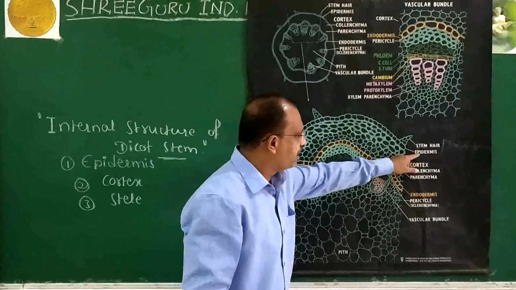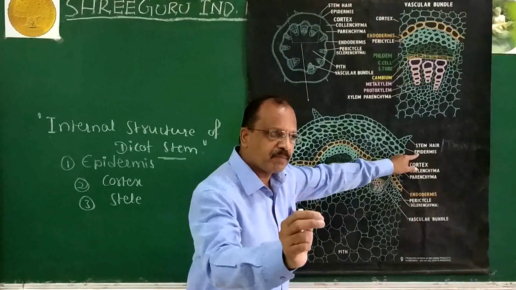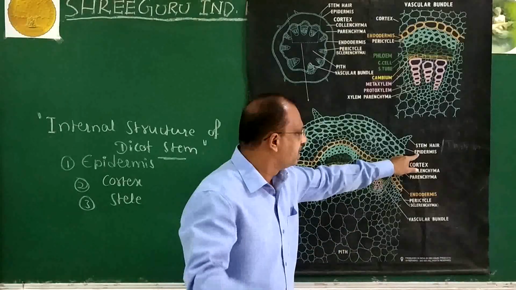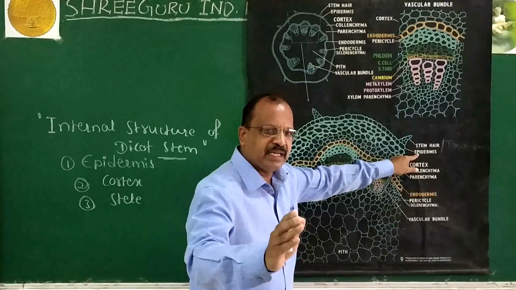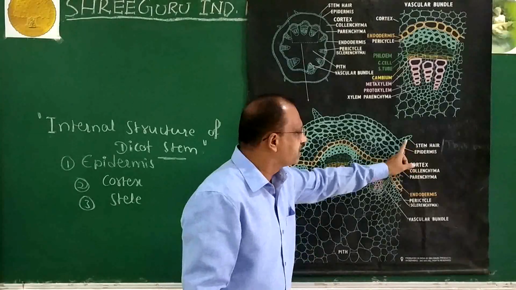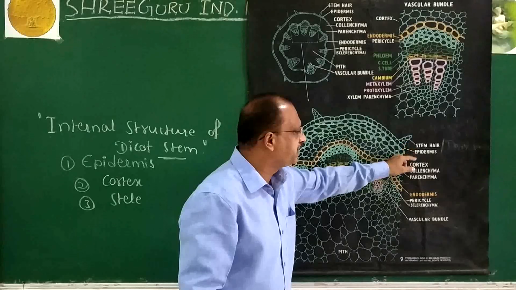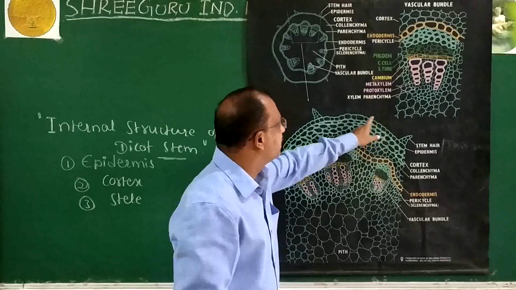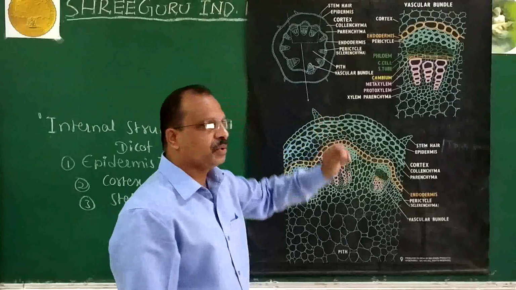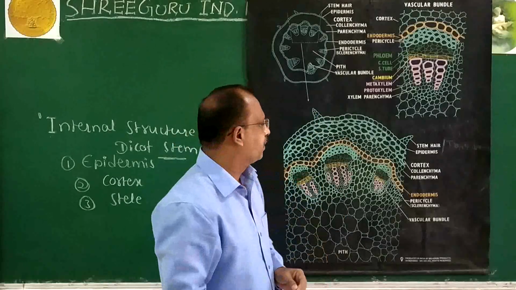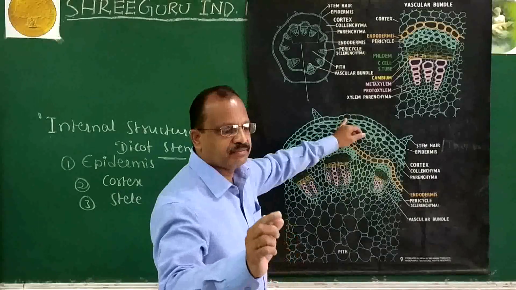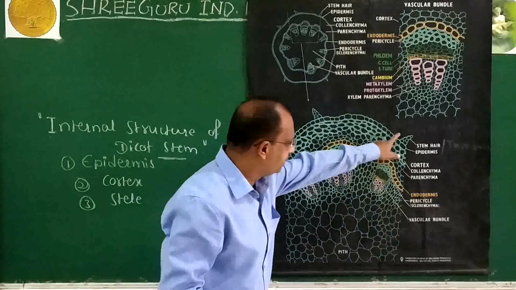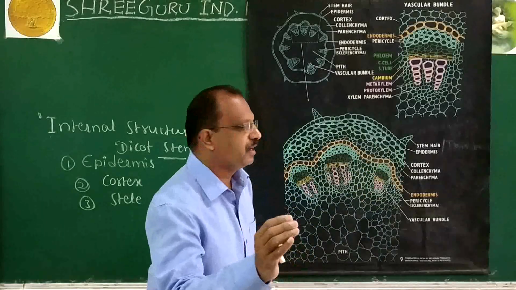So that ends epidermis. Epidermis is the outermost layer made up of barrel-shaped cells. Cells are compactly arranged without any intercellular space. Some of the epidermal cells are drawn into trichomes that will check the rate of transpiration. Outer wall of the epidermis will show a thin waxy coat known as cuticle, which will also check the rate of transpiration. Please remember, epidermis is a single layer.